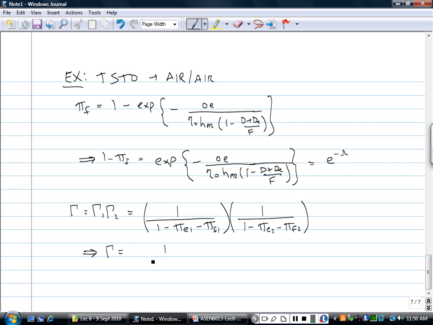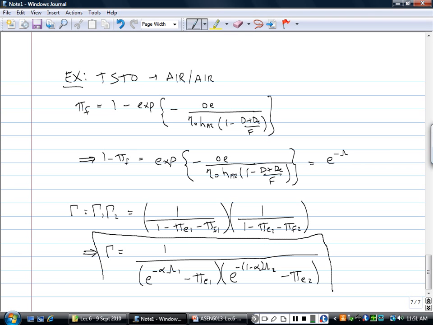Gamma is e to the minus alpha lambda over 1 minus pi E1, and e to the minus 1 minus alpha lambda over 1 minus pi E2. Again, nothing complex going on in this derivation, just a lot of substituting terms to get to this two-stage to orbit initial mass ratio. So what's my question? What's alpha?